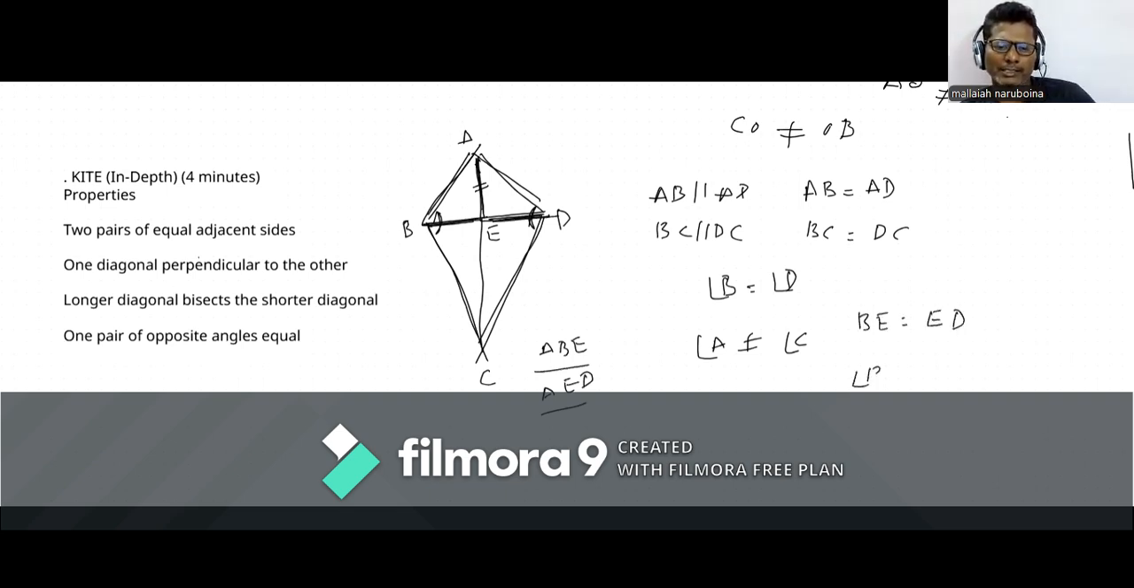And the last point is, the longer diagonal bisects the shorter diagonal, right? Shorter diagonal is divided into two equal parts, that is BE and ED. BE and ED are equal. This longer diagonal bisects shorter diagonal, right? But shorter diagonal does not bisect the longer diagonal. That means length of AE is not equal to length of EC.